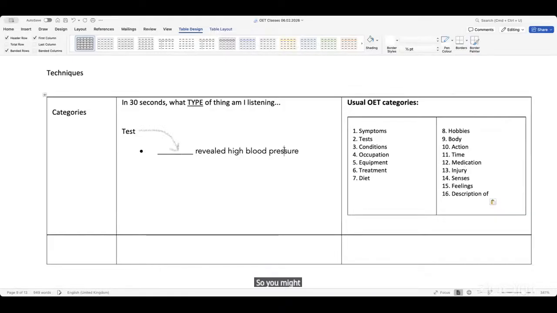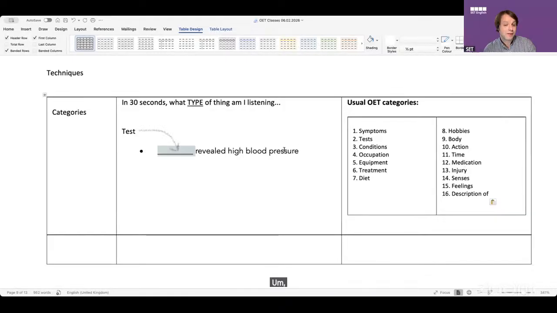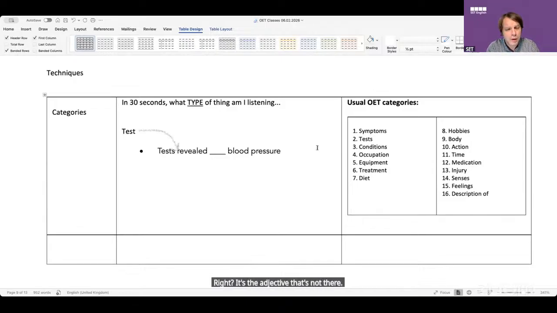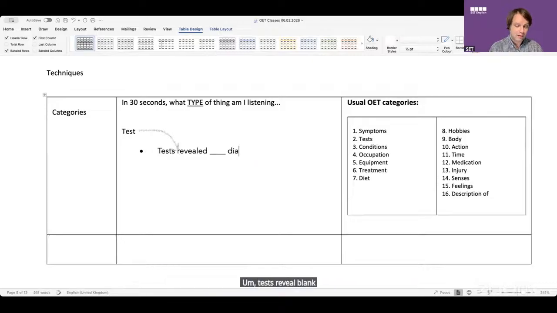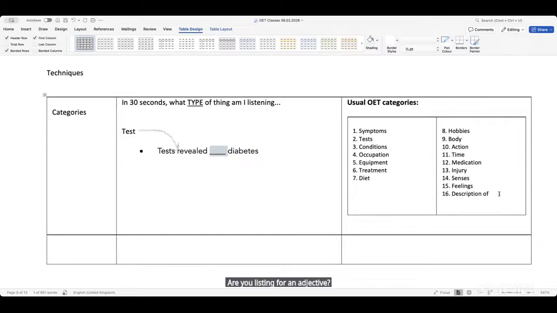Yes, makes sense. So you might say tests revealed, right? It's the adjective that's not there. Okay. It's not always an adjective though. Guys, it could be, look, what if it says blank, test revealed blank diabetes? Am I listening for an adjective? No. It could be a noun. Description of something else that in this case is diabetes.